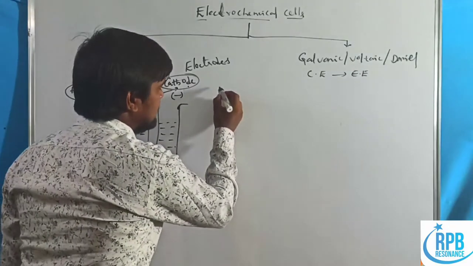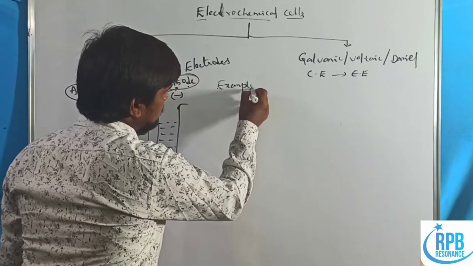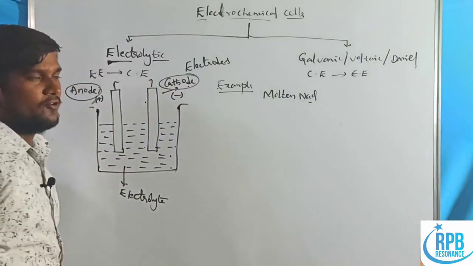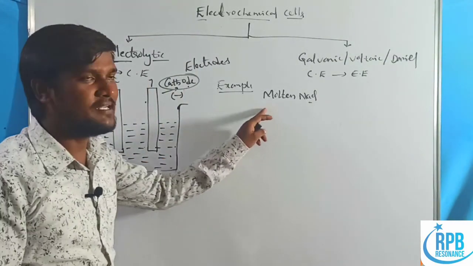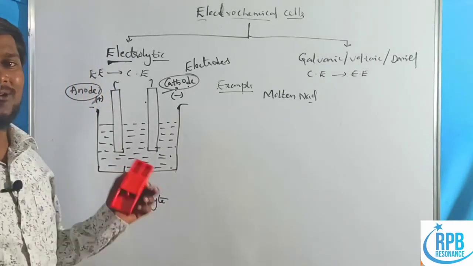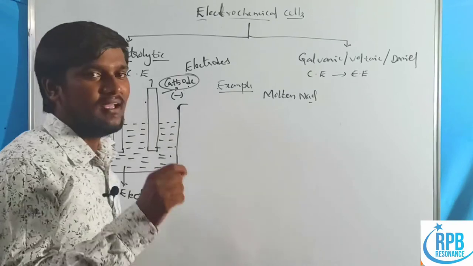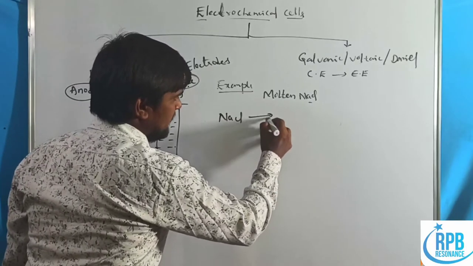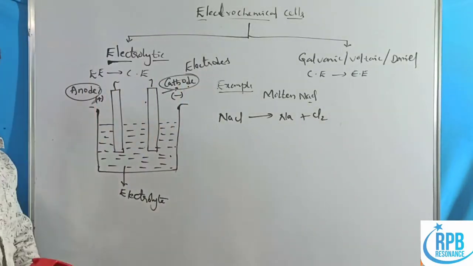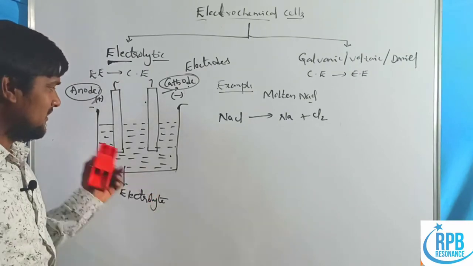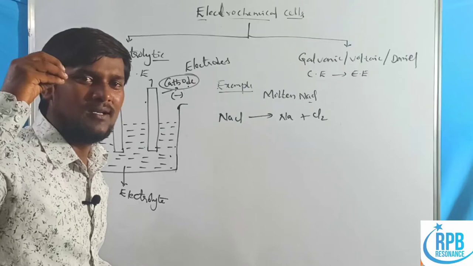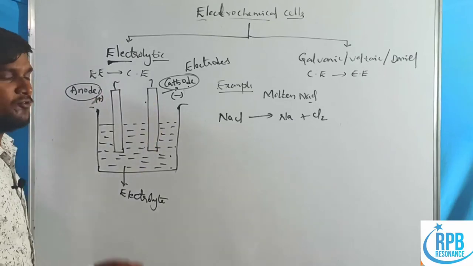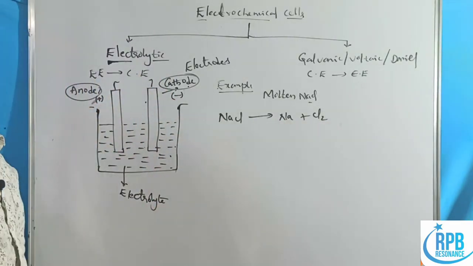Now let us discuss one example. Here the electrolytic solution is molten NaCl, sodium chloride. Whenever electricity passes through the electrochemical cell, it produces sodium and chlorine gases. This is the simplest representation of the reaction. So in an electrolytic cell, whenever we supply some electricity through a particular electrolytic cell, it produces sodium and chlorine gases at different, particular electrodes.